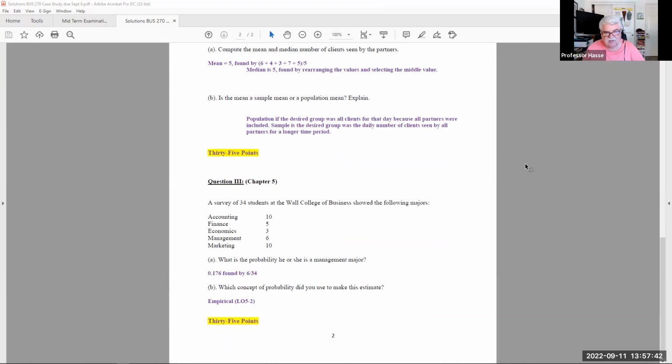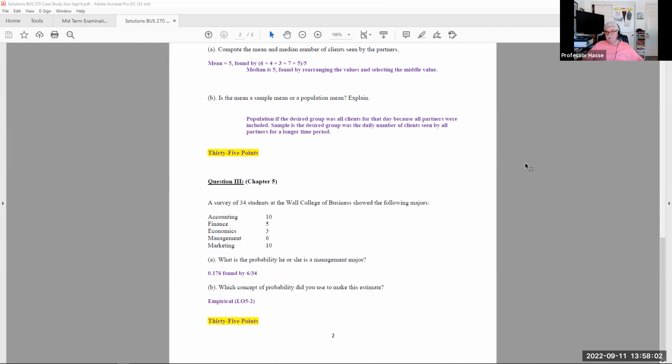Question 3 was taking the number of students at Wall College of Business and determining the probability that management is the major of those listings of students. So you total up all the students, and there's 34 students, and you find that management, 6 of the 34 students are the management major.